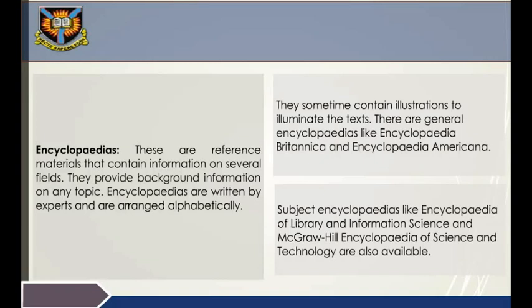Encyclopedias. These are reference materials that contain information on several fields. They provide background information on any topic. Encyclopedias are written by experts and are arranged alphabetically. They sometimes contain illustrations to illuminate the text. There are general encyclopedias like Encyclopedia Britannica and Encyclopedia Americana. Subject encyclopedias like Encyclopedia of Library and Information Science and McGraw-Hill Encyclopedia of Science and Technology are also available.